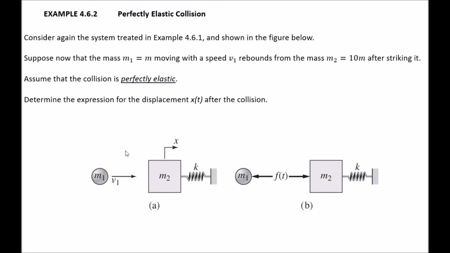So we're now going to be talking about a perfectly elastic collision based on the figure shown below. We're going to suppose that our mass m1 is equal to m, and it's going to be moving with a speed of v1 towards mass m2, which has a mass that's 10 times that of m1, which is m. After striking it, we're going to assume a perfectly elastic collision. What they're asking us to solve for is an expression for the displacement x of t after our collision occurs.